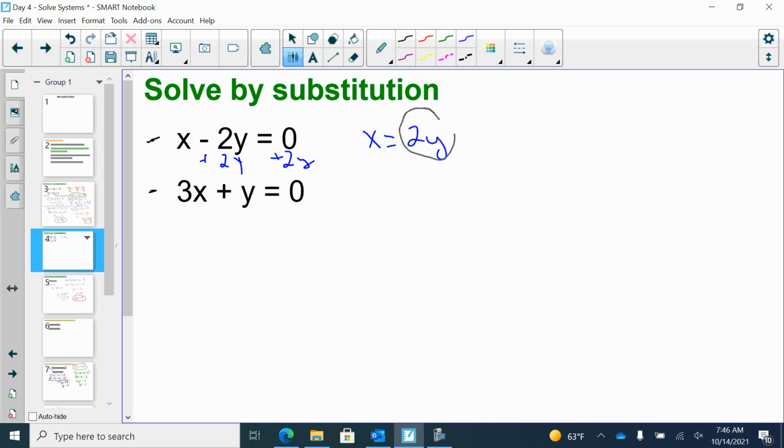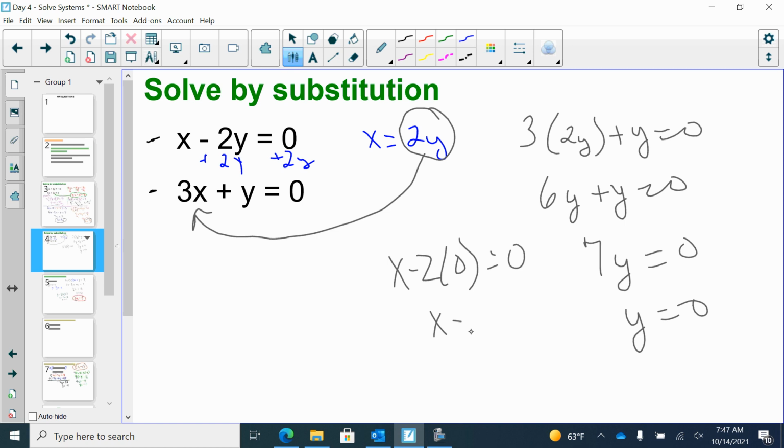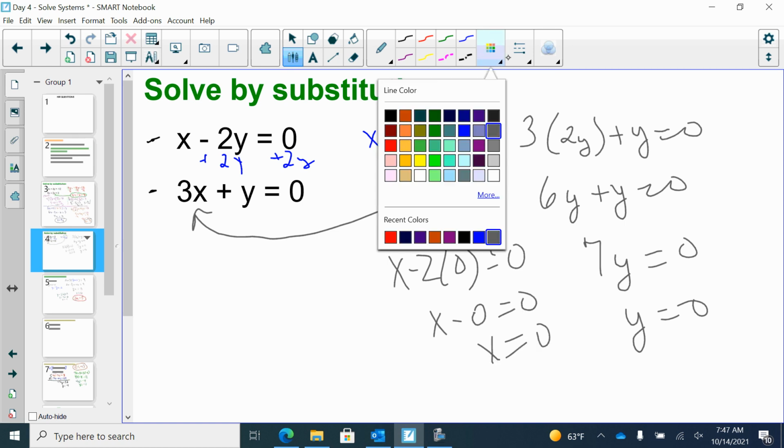We're going to take this 2y and substitute it in for x. So that means I have 3 times 2y plus y is 0. 6y plus y is 0. 7y is 0. y is 0. Let's plug that in. x plus 2 times 0 is 0. x minus 0 is 0. x equals 0. So this point is (0, 0).